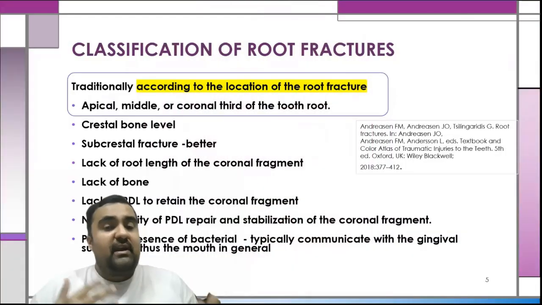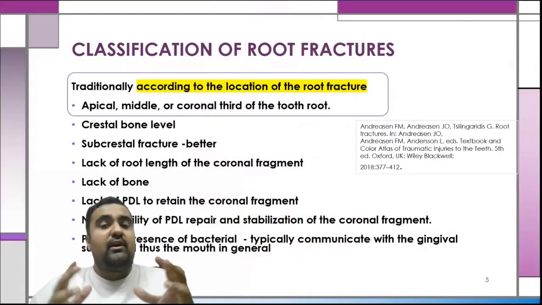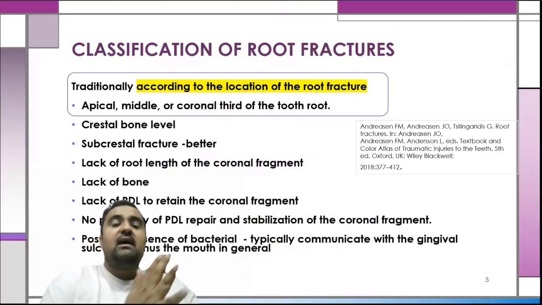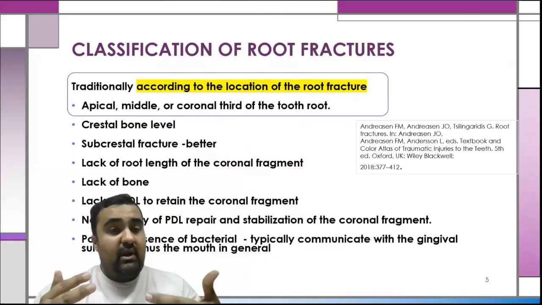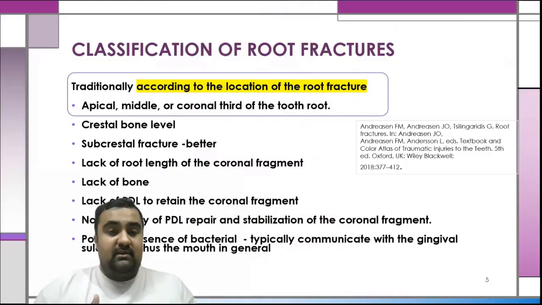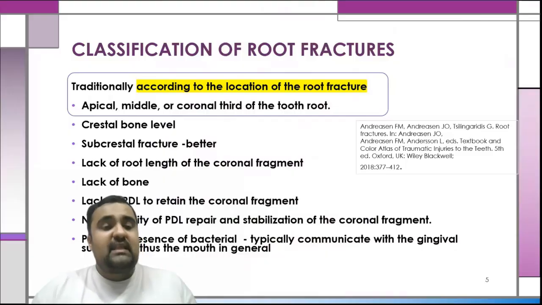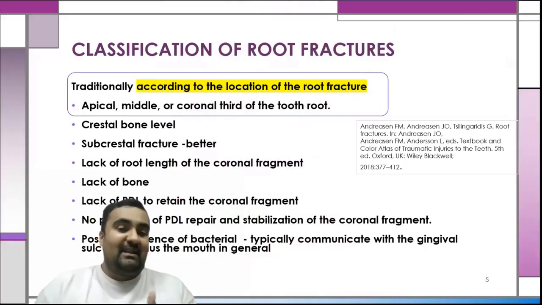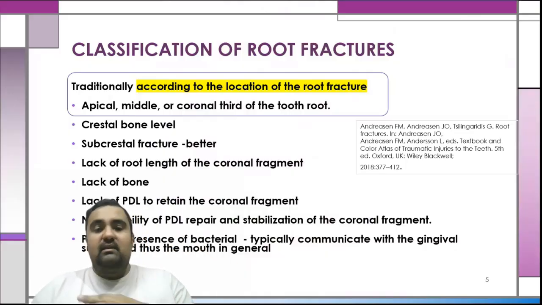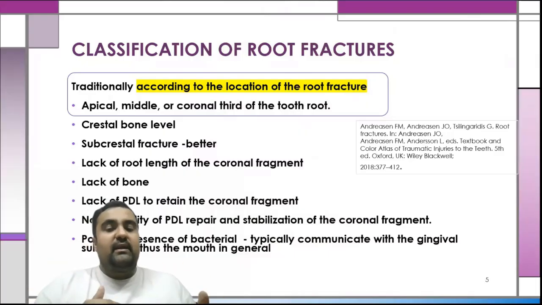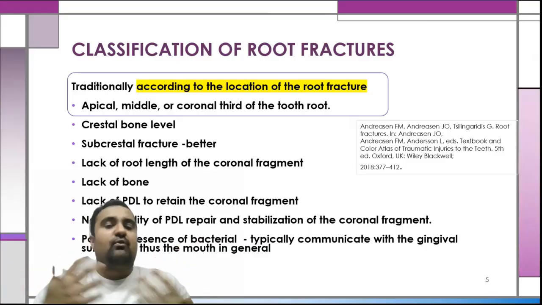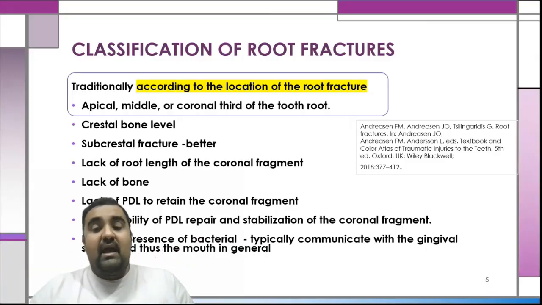So, how do you classify root fractures? Traditionally, according to the location of the root fracture, it is classified as apical, middle, and coronal third. And it could also be at the level of crestal bone or subcrestal. And in these cases, there is lack of root length, especially of the coronal fragment. There is lack of bone, lack of PDL to retain the coronal fragment, and there is possible presence of bacteria. Typically, these bacteria communicate with the gingival sulcus and thus the entire oral cavity in general. This was given in Anderson et al.